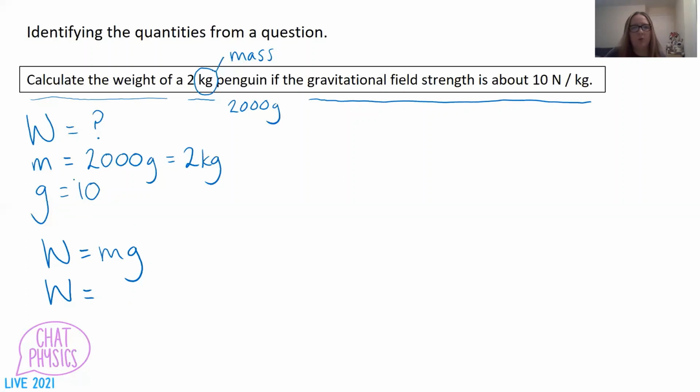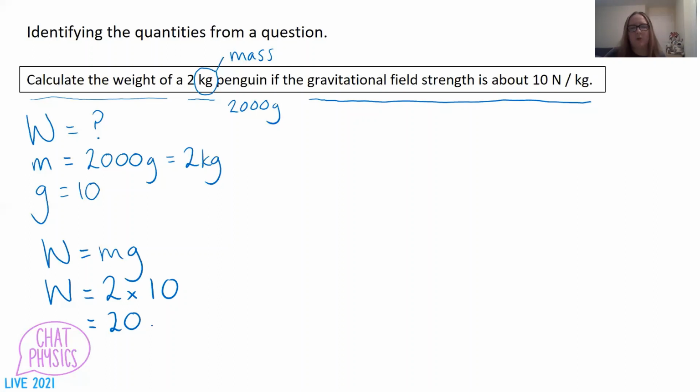We've got our equals, our mass in the correct units is 2. Now don't forget, when our two quantities here are next to each other, we are indicating a multiplication, and g is going in here as 10. And we can find that that is equal to 20.